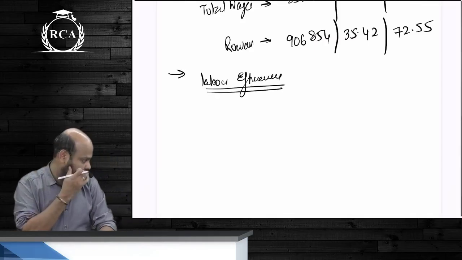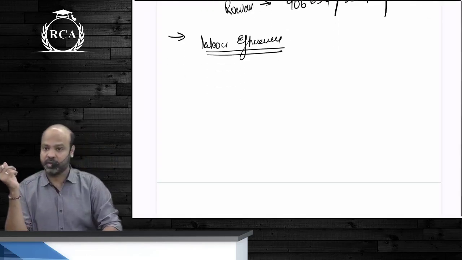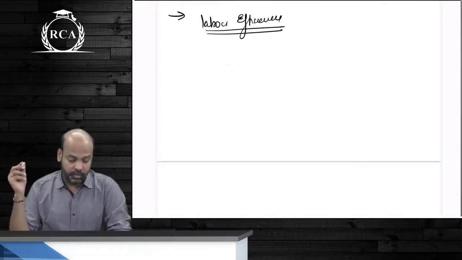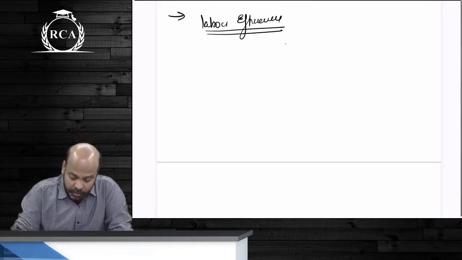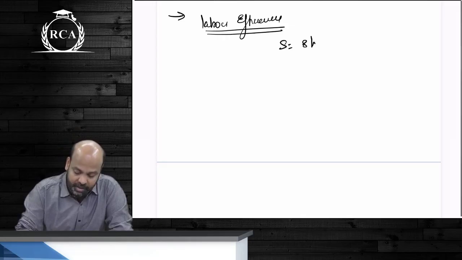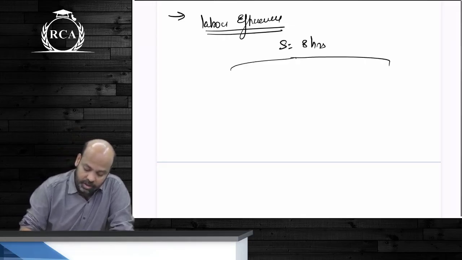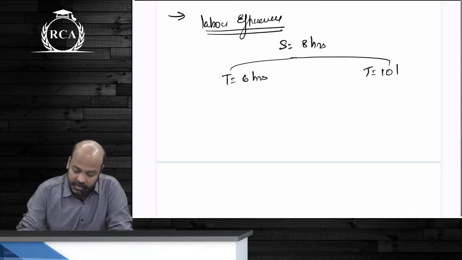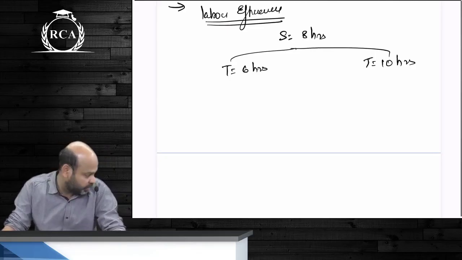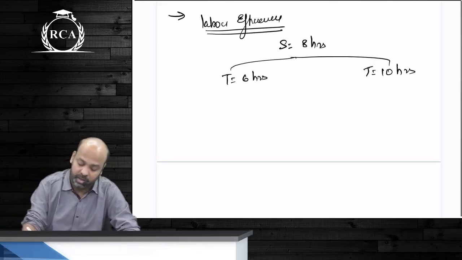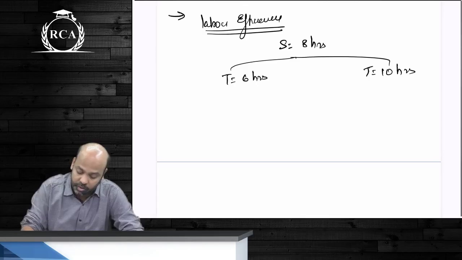Listen for a second. For labor efficiency. In terms of labor efficiency, guys, let's say that a particular task was supposed to be completed in 8 hours. And a worker takes 6 hours to complete the task. There's another worker who takes 10 hours to complete the task. Amit, if the worker is taking 6 hours to complete the task that was supposed to be done in 8 hours, what would be the efficiency?